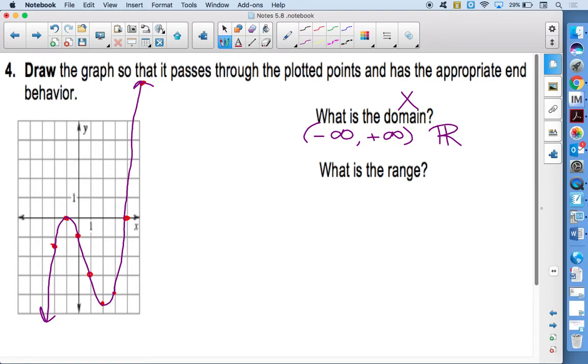And then the range is the y. So from the bottom of the graph to the top of the graph. So this is going down forever on the bottom. The top is going up forever. So again, you could say -infinity to positive infinity. Or you could just say that R with the double line. Not the paragraph symbol, but in math it's the all real numbers symbol.